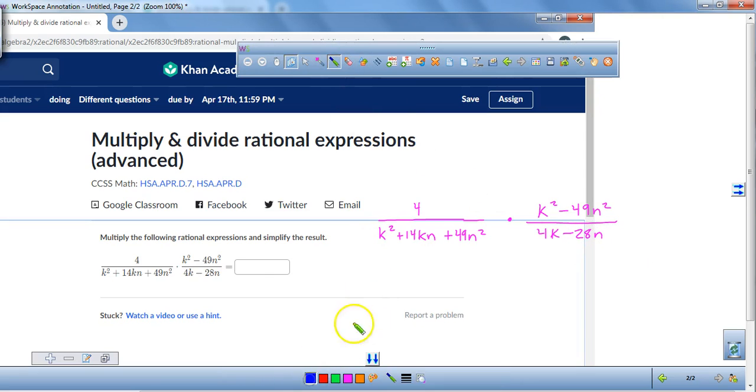So here's what I'm doing. I'm going to highlight each little area right here. We got blue, got red.